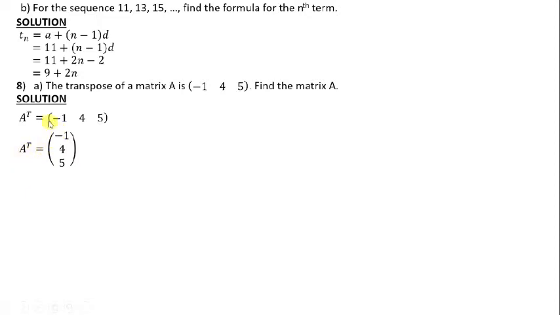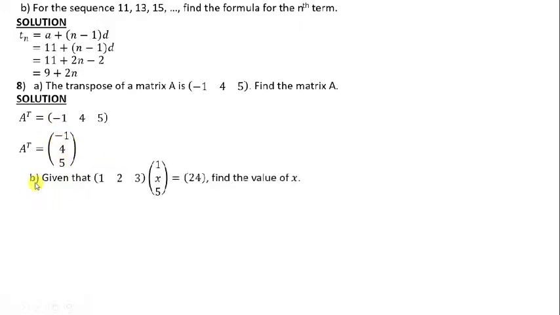So our A transpose will be, we are getting this row matrix and we are making it into a column matrix. So our entries will be negative 1, 4, and 5 itself.